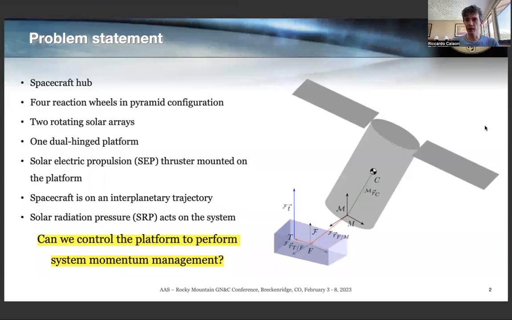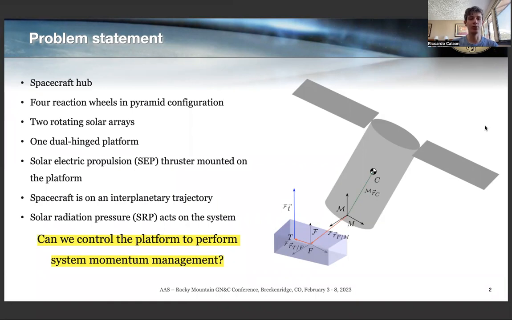This paper is about the simulation of a very interesting mission design concept, and it features obviously a spacecraft hub, which is actuated by 4 reaction wheels in a pyramid configuration. The spacecraft also has 2 large solar arrays that are gimbaled such that they can rotate about their axis to maximize incidence of sunlight on their surface, therefore ensuring maximum power generation at all times.